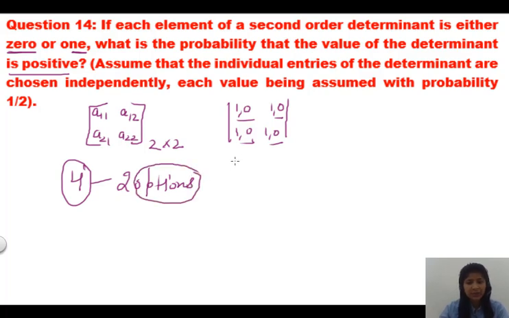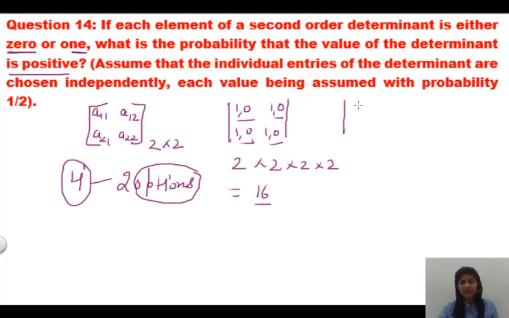So for each element two options, 2 into 2 into 2 into 2, 2 to the power 4, that is 16. So the total number of determinants that will be formed using 1 and 0 are 16. Let us see how many of them are favorable to us.